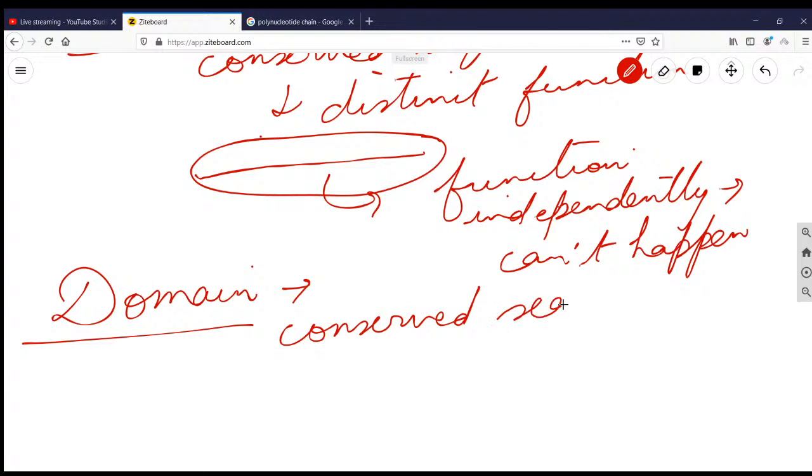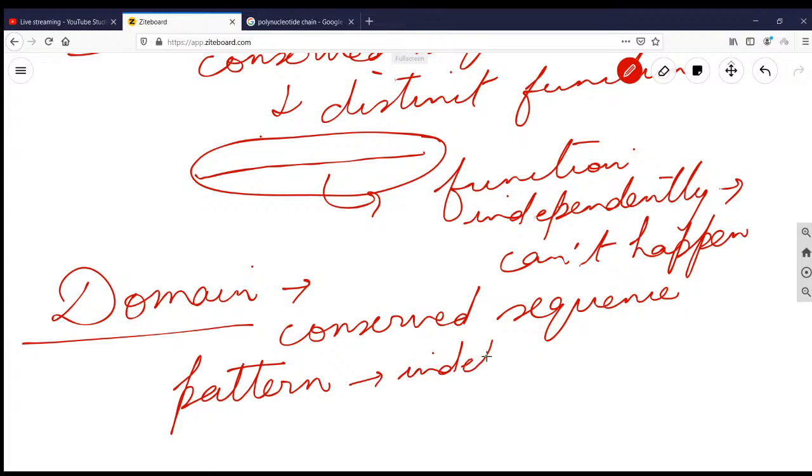So I had explained to you the meaning of conserved in the last class. They are both conserved sequence patterns, but it is defined as an independent functional and structural unit. Means it can function independently if it has been isolated from the polypeptide chain. If you cleave and isolate it, if you break the peptide bond and isolate the domain, it would have its proper stable quaternary structure by which it can still perform its own function.